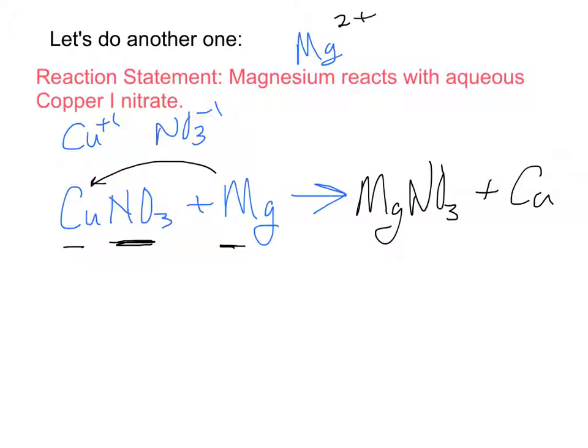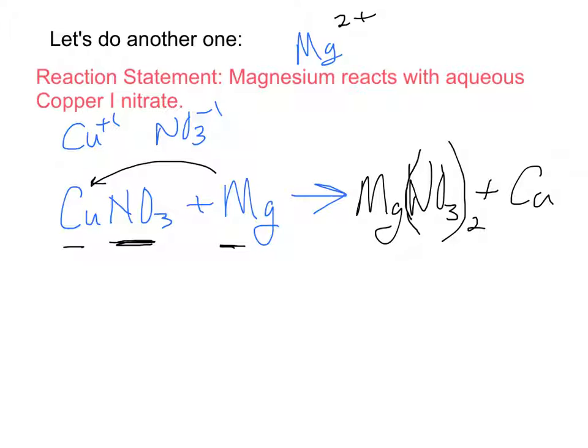Now, magnesium has what when it's an ion? It is a 2+ charge. So nitrate here is a -1 charge, so I'm going to need 2 of them. Okay? So here's my equation. Copper 1 nitrate plus magnesium will create magnesium nitrate plus copper. So now let's balance it.